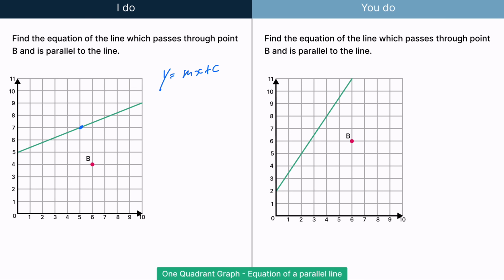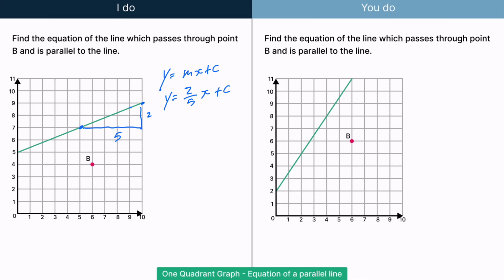So if I find the gradient of the green line, which I can do by picking 2 nice points on this line. So that would be 5 across and 2 up. So I can say the gradient of this line is 2 over 5x. So the way you find the gradient is you pick 2 nice points, you draw a triangle like I did there, and you divide the height by the width. Okay, so that's 2 divided by 5, that's your gradient.